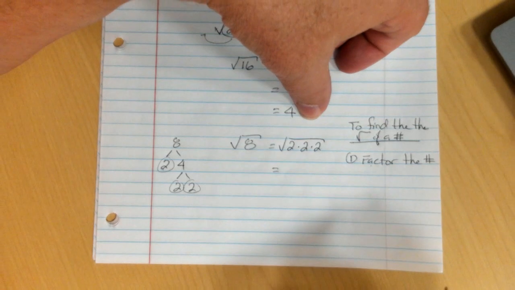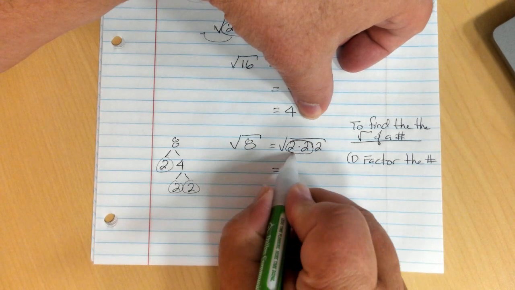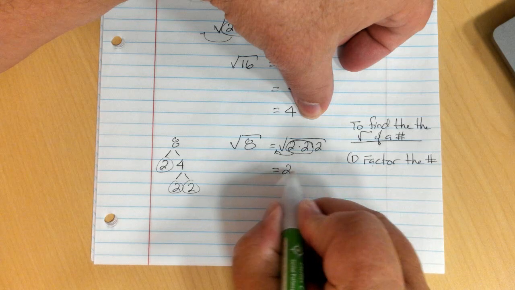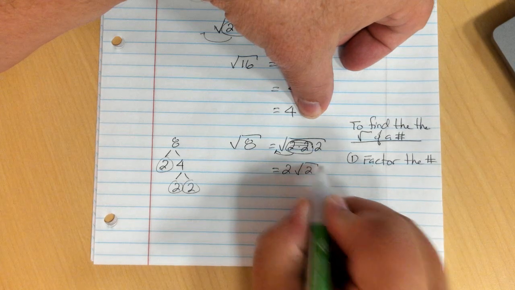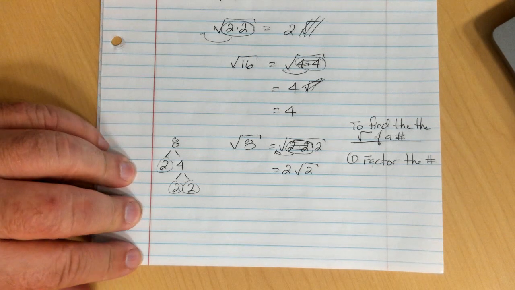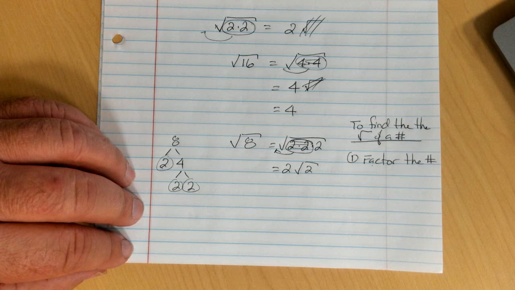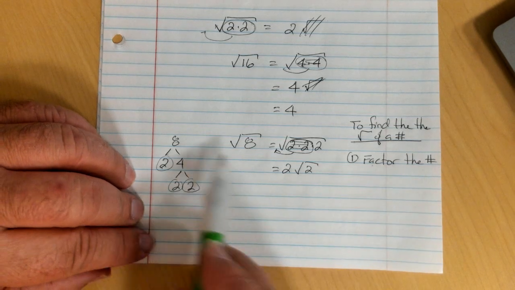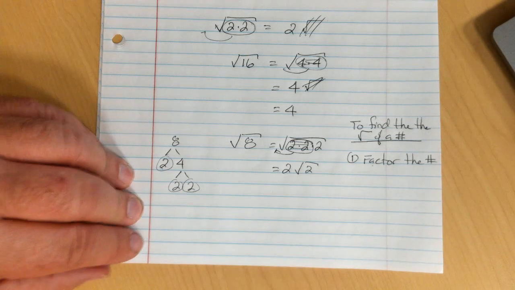What kind do we need? Once we have two of a kind, that comes out in front. So these are gone. What do I have left? The 2 inside there. That's the answer. You have to first factor out the number to its prime factors, and then look for pairs of numbers.